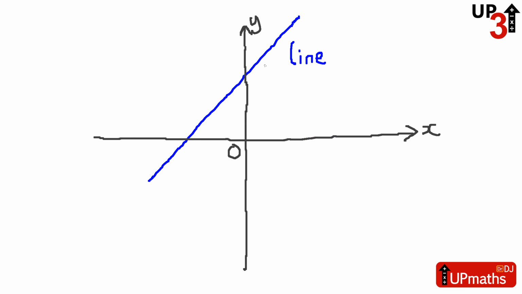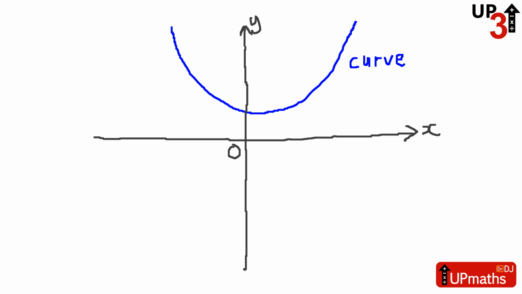That's a line, which you could also say is a straight line. But we don't have to say it. We could just say line if we like. Straight line, line. This is a curve.